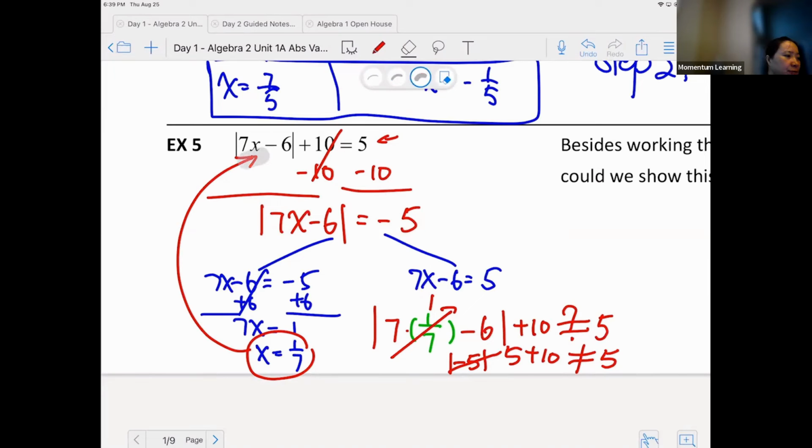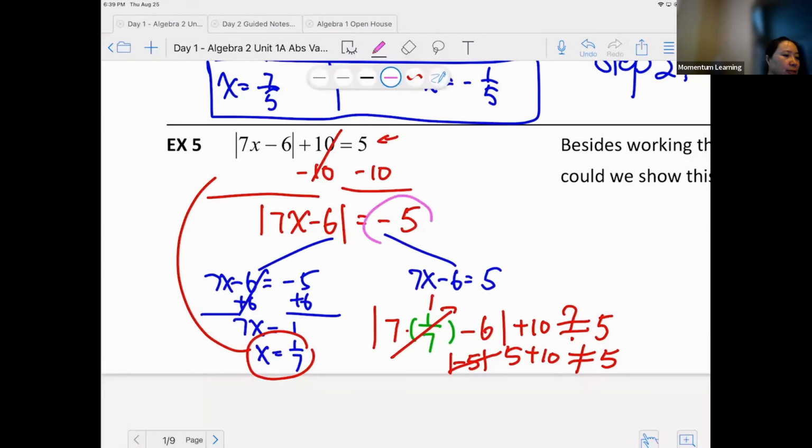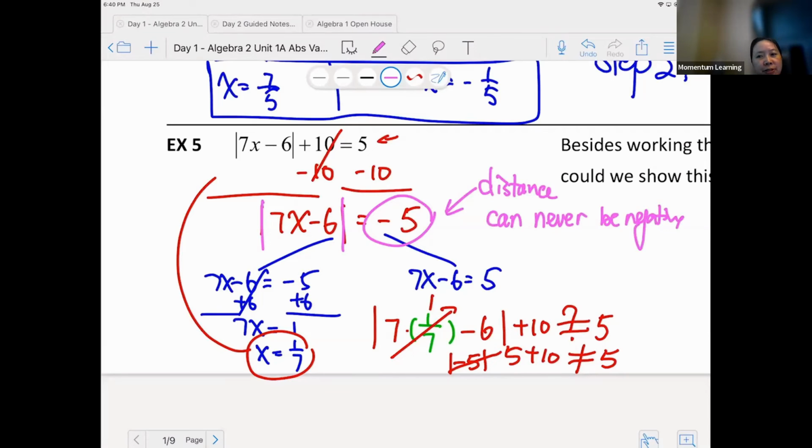So let me just get rid of everything. Why shouldn't we split? By definition, absolute value equals the distance. Now remember we said distance can never be negative. So when the distance is actually negative, there should be no solutions. Final answer is no solutions.